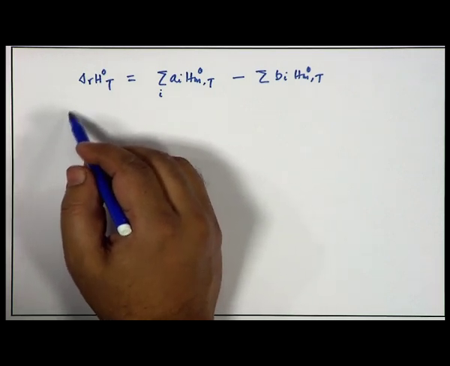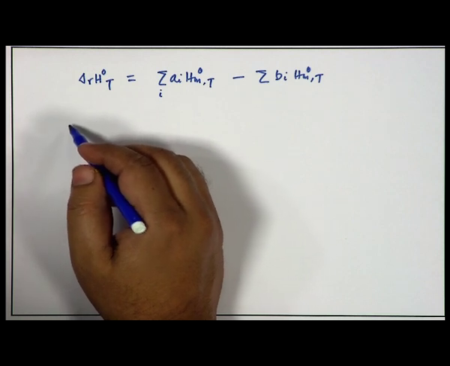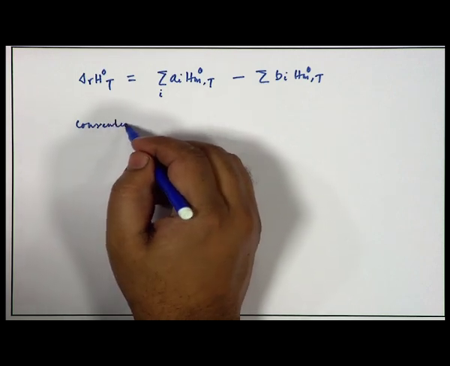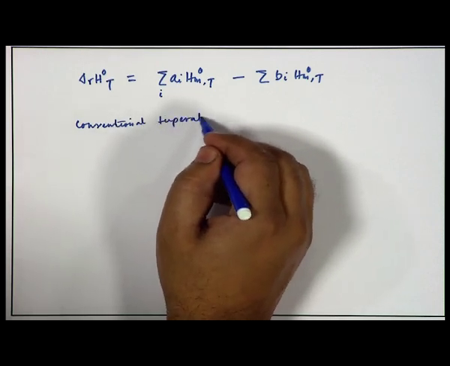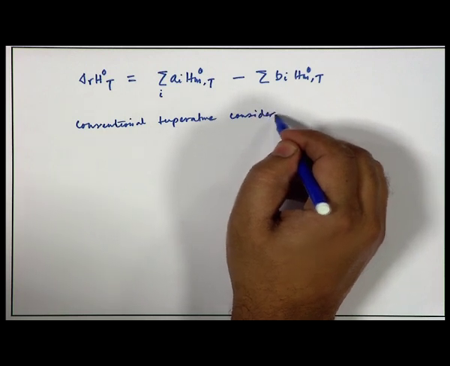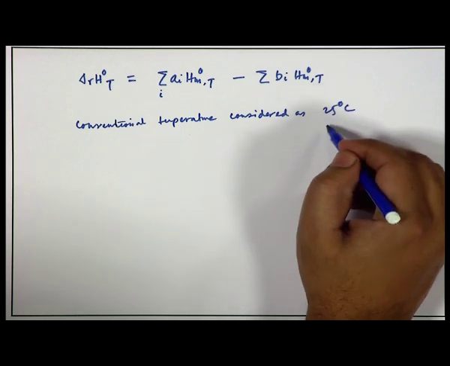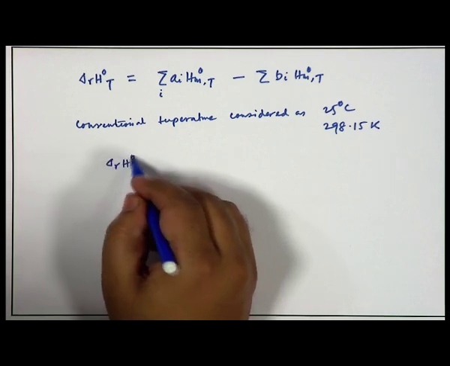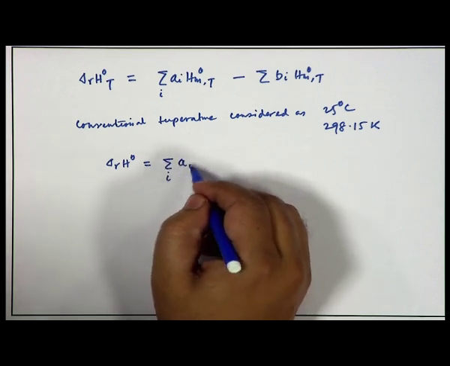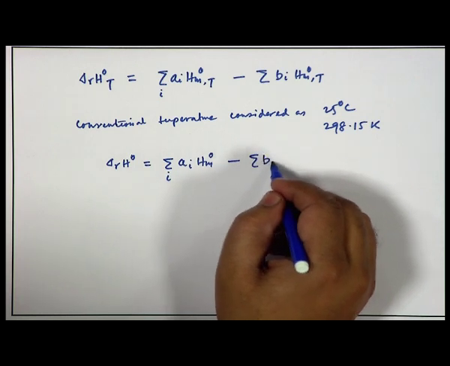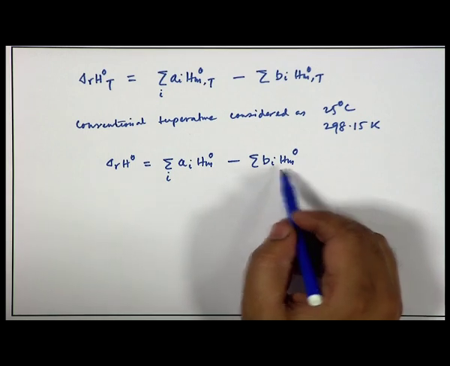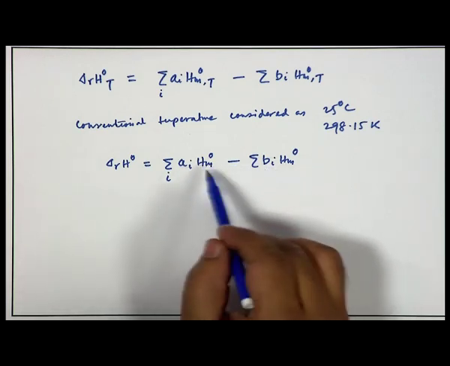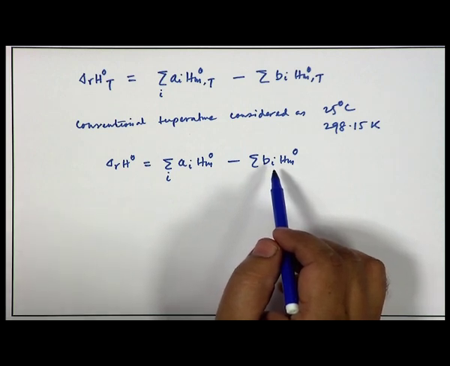Now, generally if the temperature is not mentioned, then we consider the conventional temperature as 25 degree centigrade or 298.15 K. So, if we just write delta R H naught as the sum of a_i H_m naught minus the sum of b_i H_m naught, then you will understand that we are talking about reactants and products in their standard state, and this change is happening at 25 degree centigrade.